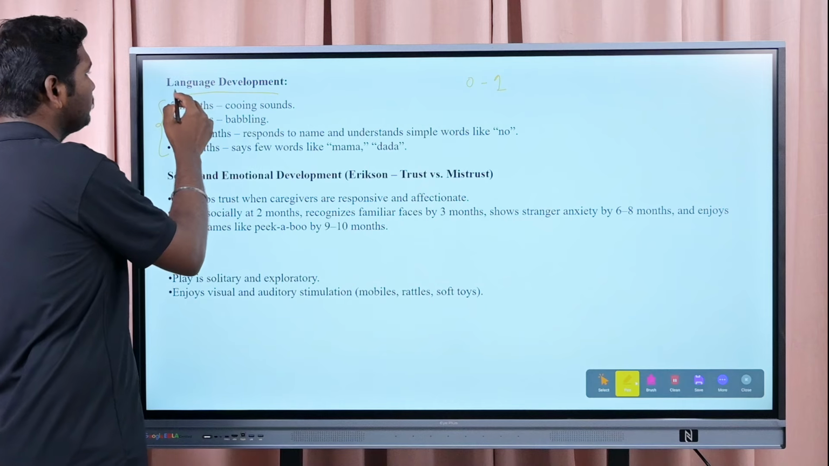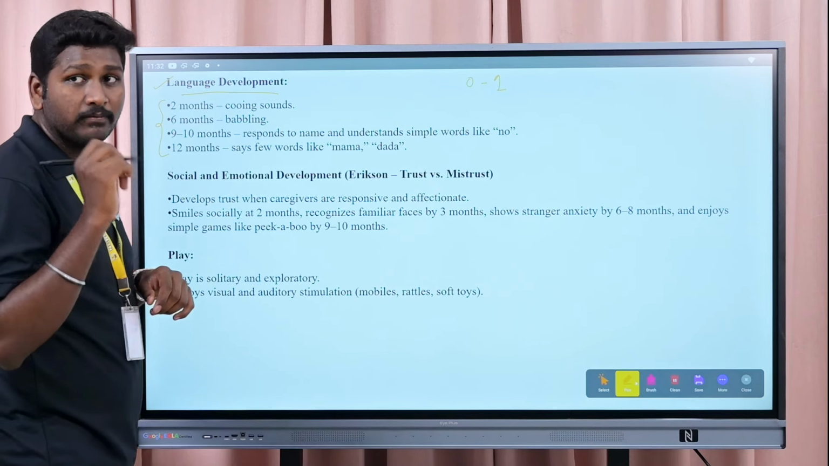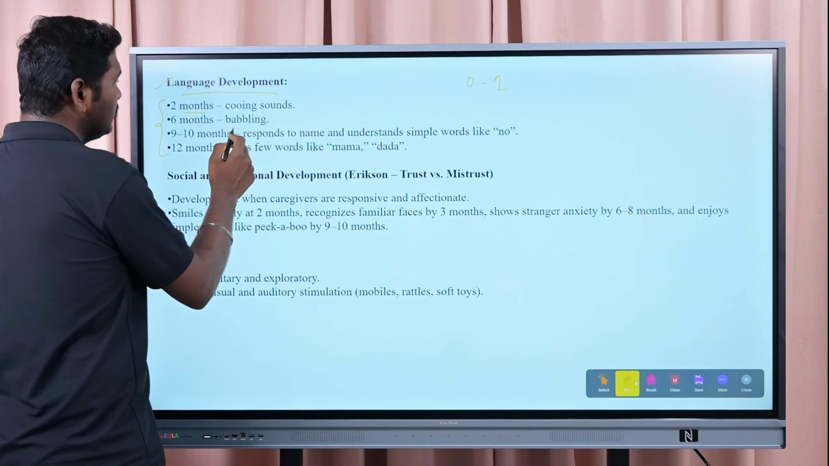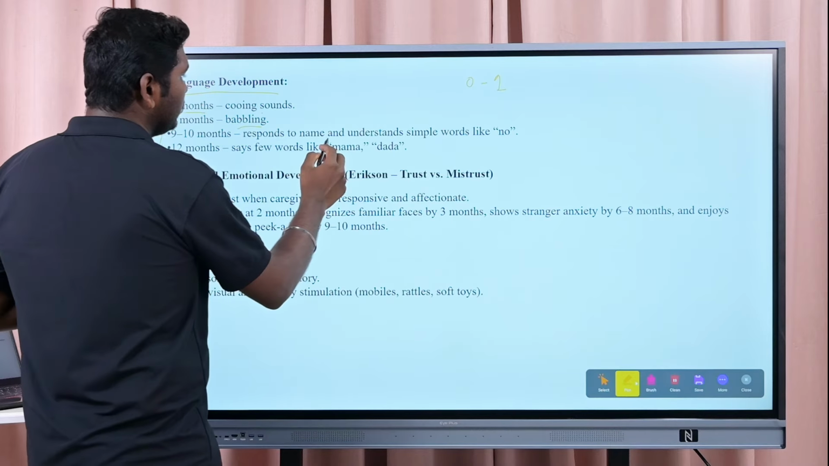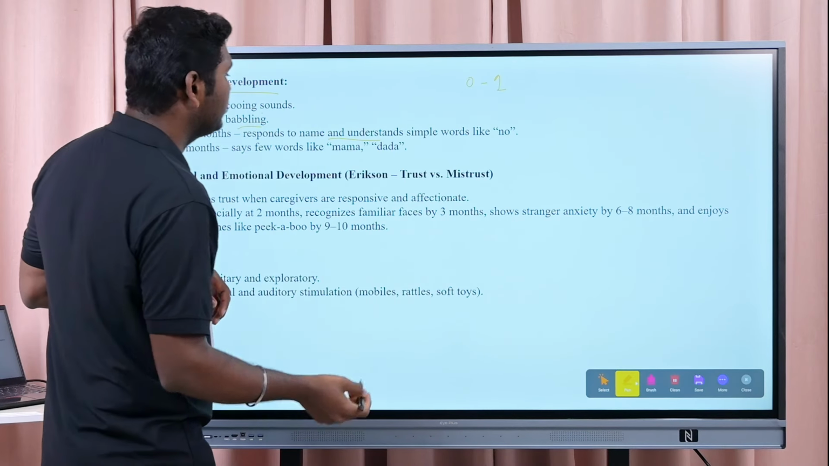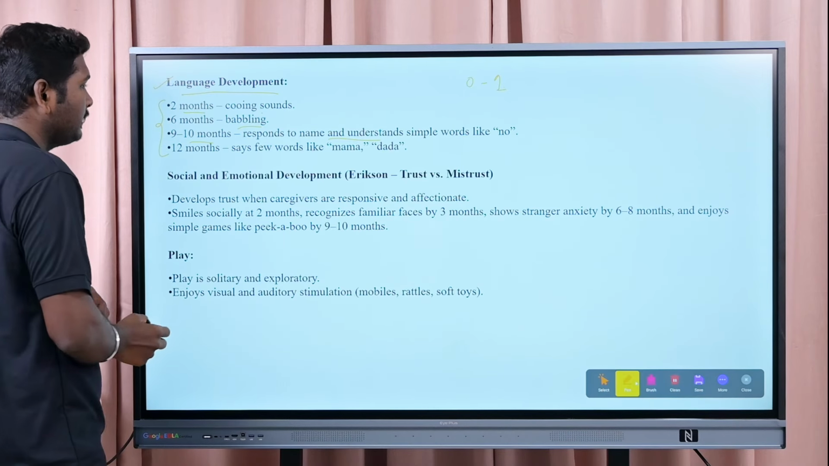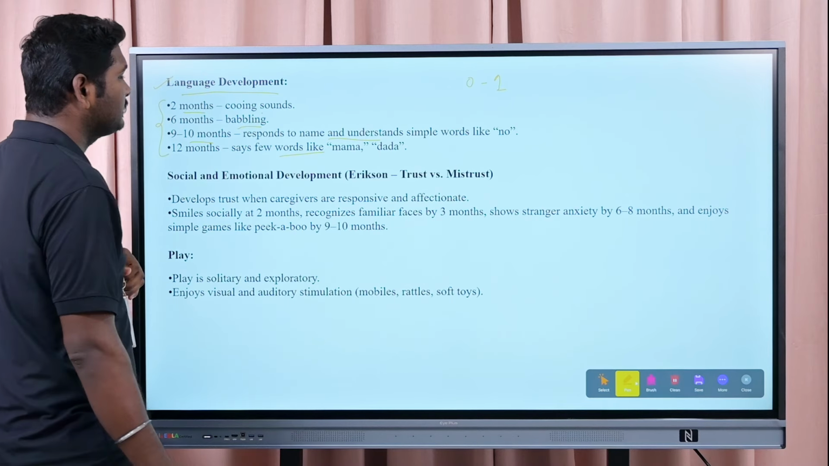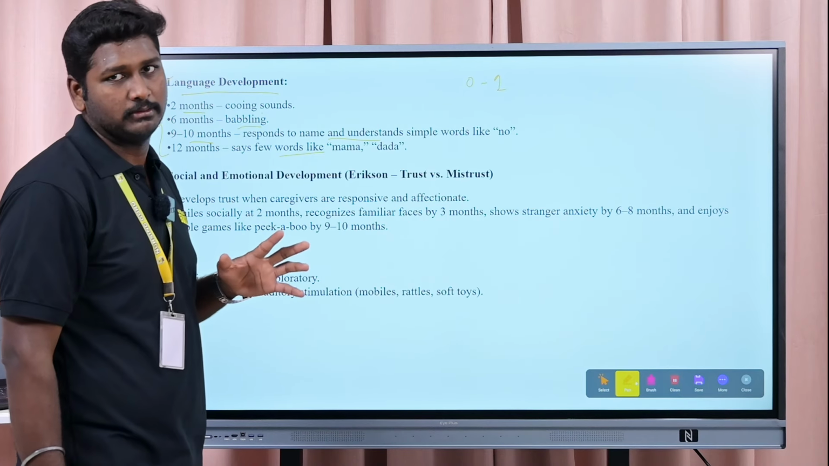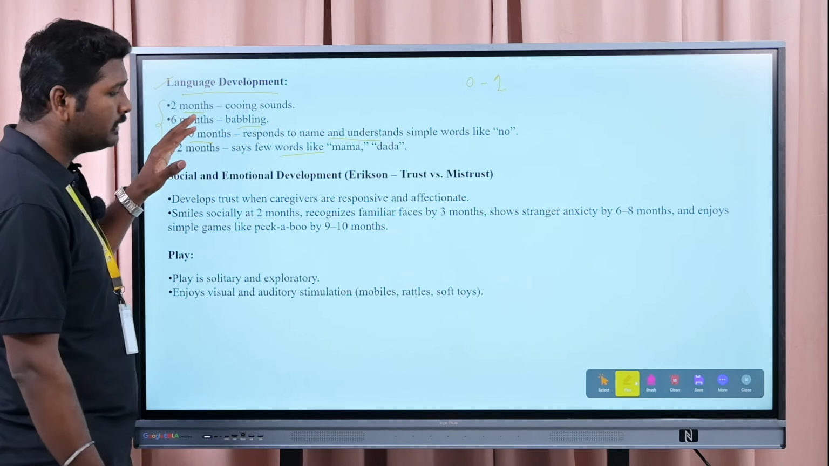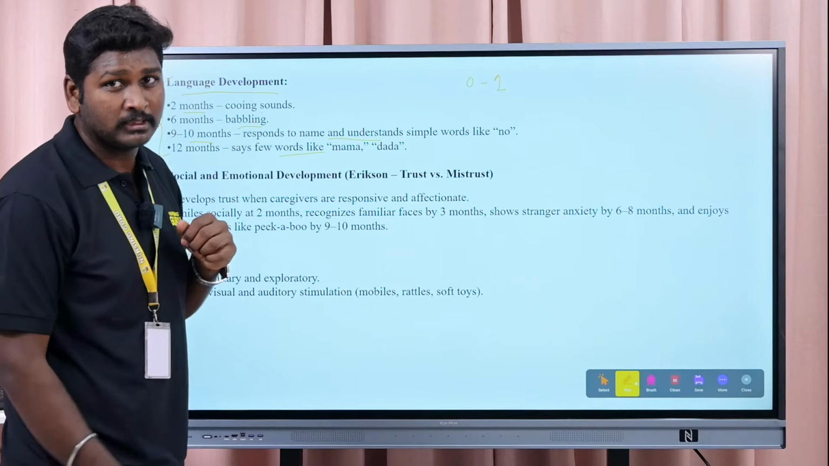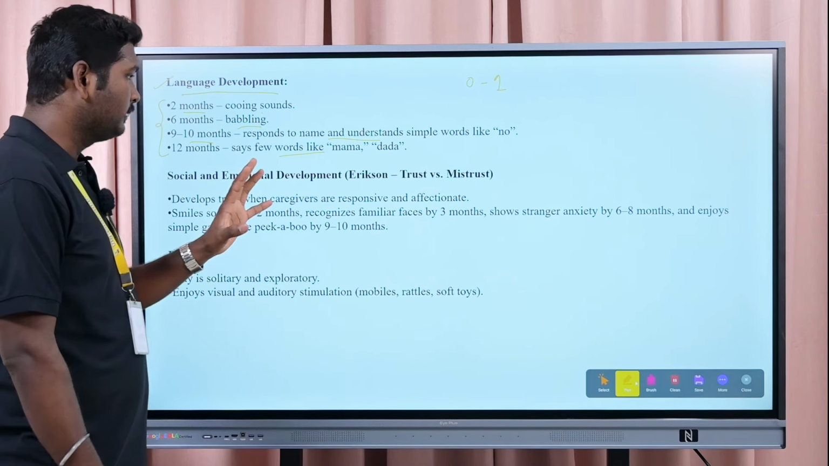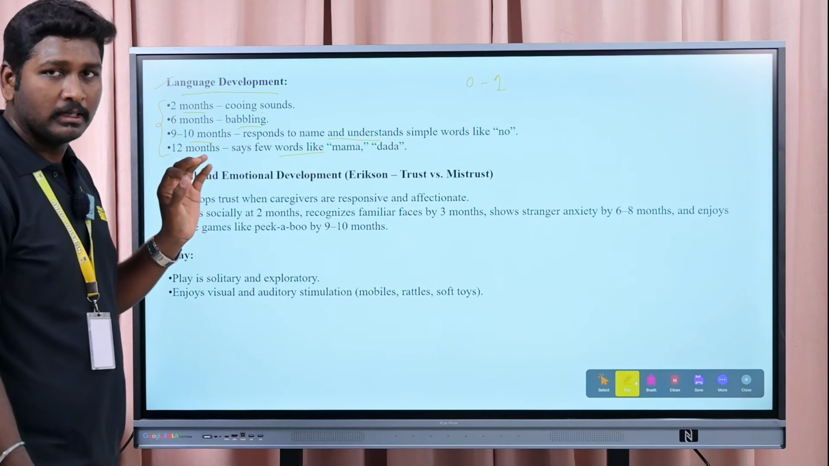So what kind of developments can you see in the infancy period? In language development, at 2 months you can see cooing sounds, babbling at 6 months, understanding simple words like no and yes at 9 to 10 months, and at 12 months the child will start saying a few words like mama, dada. Like this there are multiple things, which are completely projected on the screen. If you want, you can go through it in detail where you will get much information about each particular development.